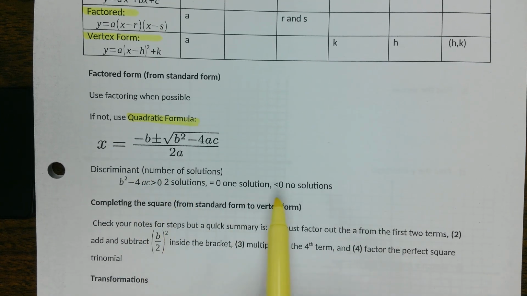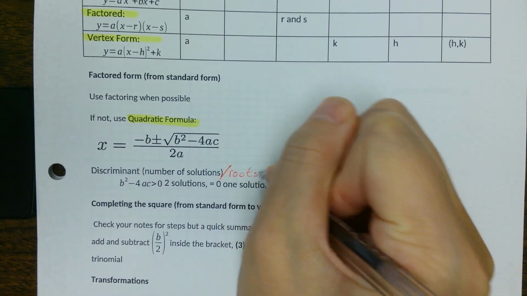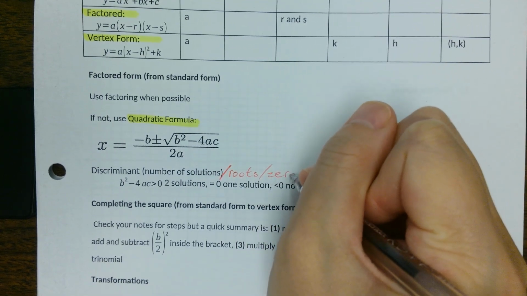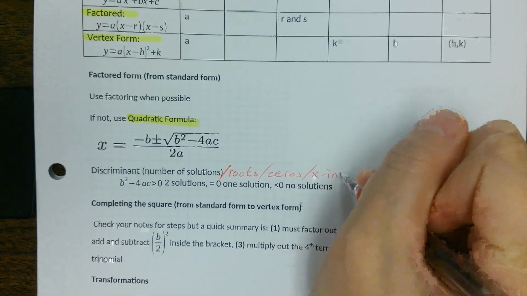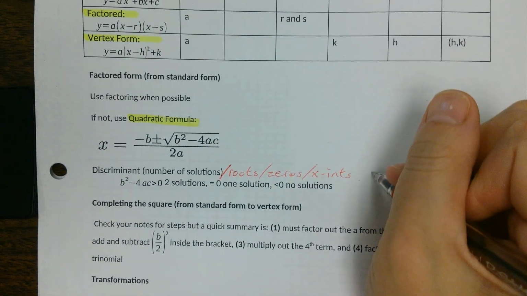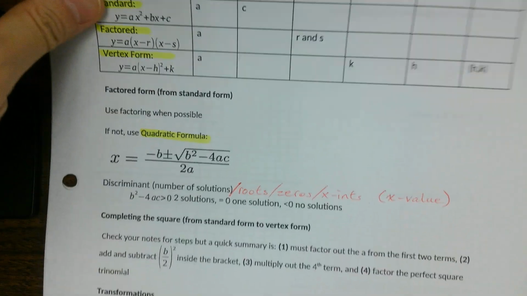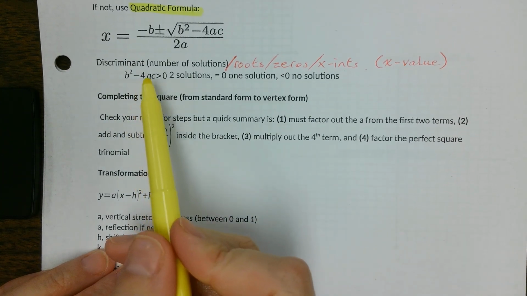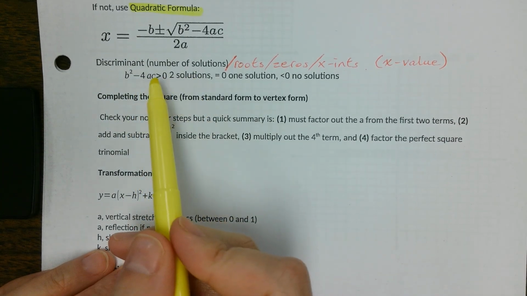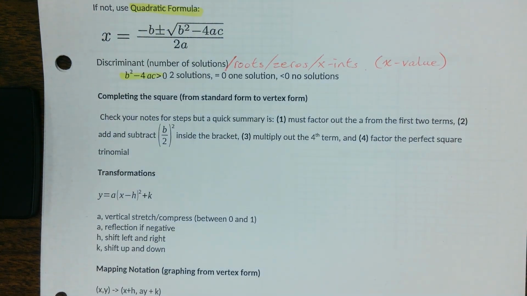Another formula to make sure you know is the discriminant. The number of solutions, number of zeros, number of roots, x-intercepts, all mean the same thing. B squared minus 4AC: if it's greater than 0, 2 solutions. Equal to 0, 1 solution. Less than 0, 0 solutions.